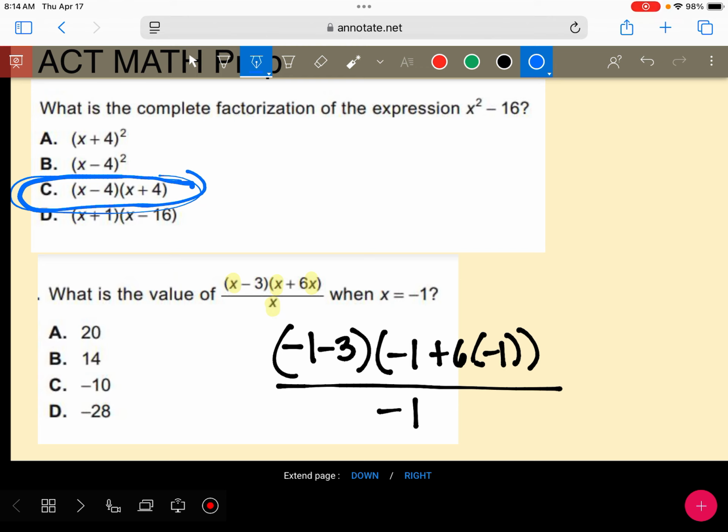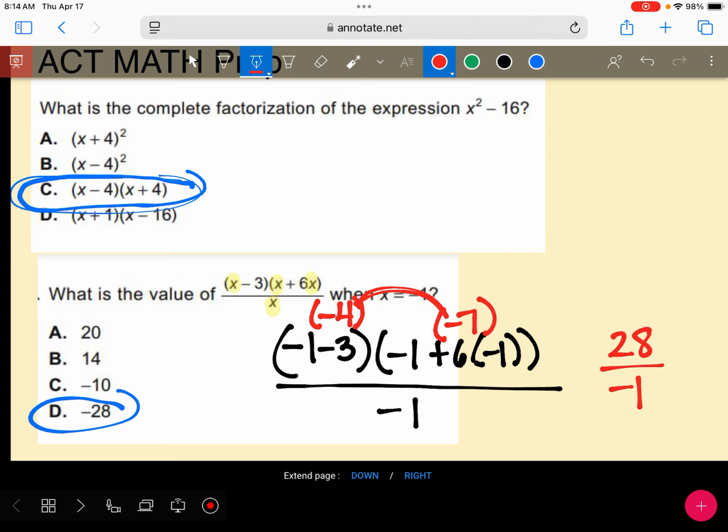All right, who picks A, B, C, D? It would be D. This gives you a -4. This is -7, which gives you positive 28 divided by -1. Because when you multiply two negatives, you get a positive. So your answer would be D.